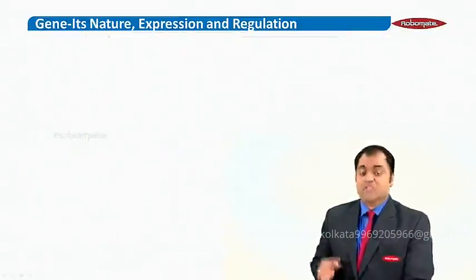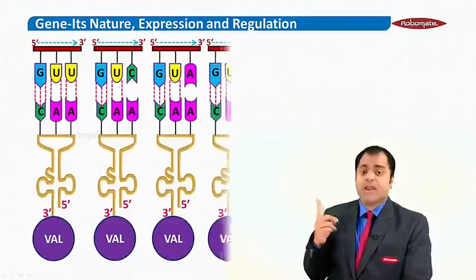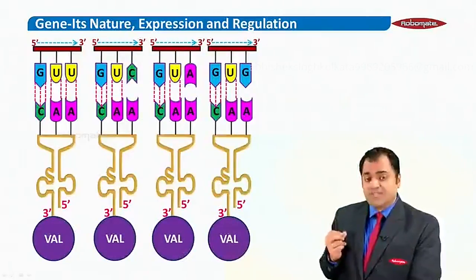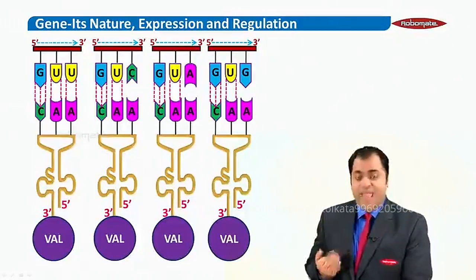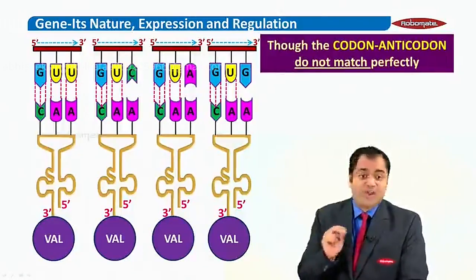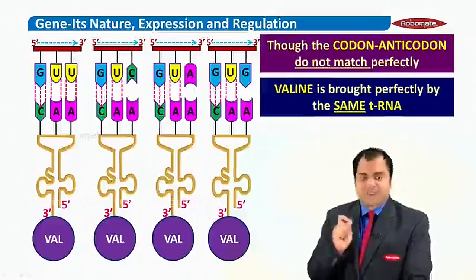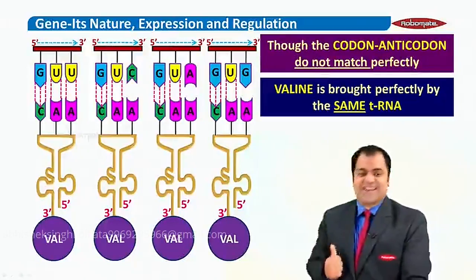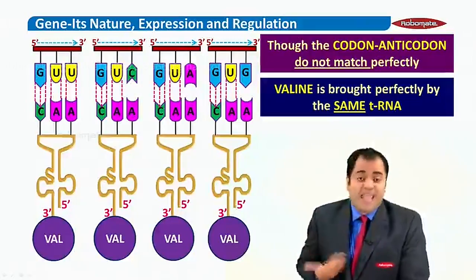Is that okay? So, just summing it up, I'm showing you the same four possible codons and the same tRNA binding to all four of them. And what do we see here? Though the codon and anticodon do not match perfectly, valine is brought perfectly by the same tRNA. You can see that here. And what would this help with?